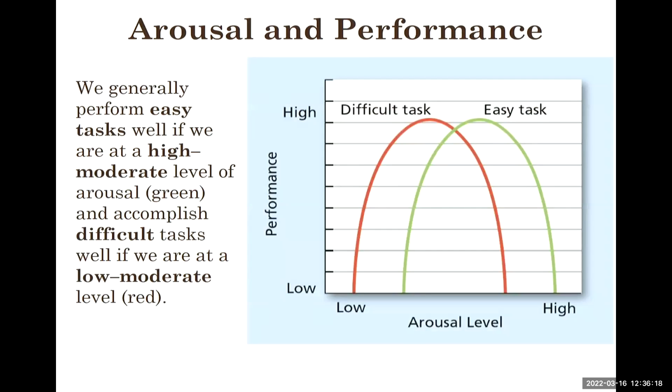So here's a little diagram of it. You can see performance on the y-axis, arousal level on the x-axis. And so for difficult tasks, we see that people get higher performance at a slightly lower level of arousal than people who are doing an easy task. Does that make sense? Okay.